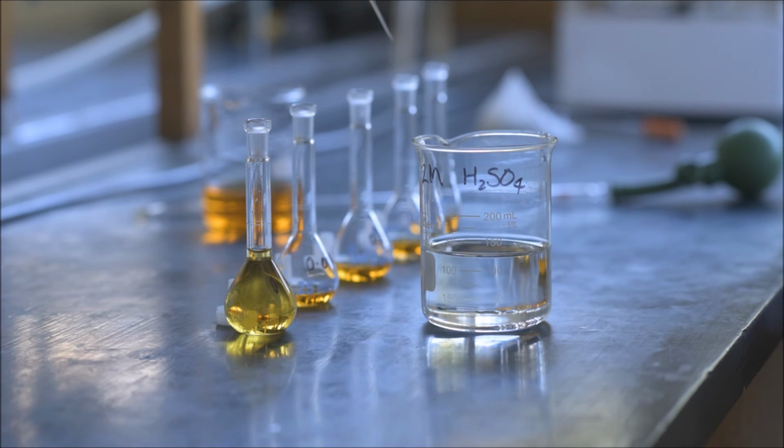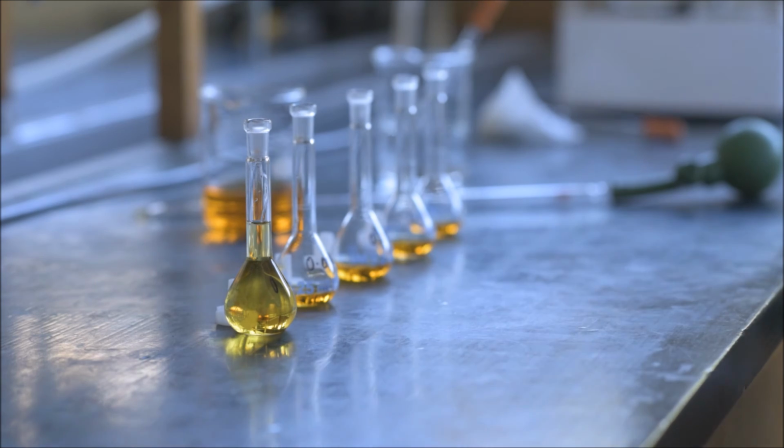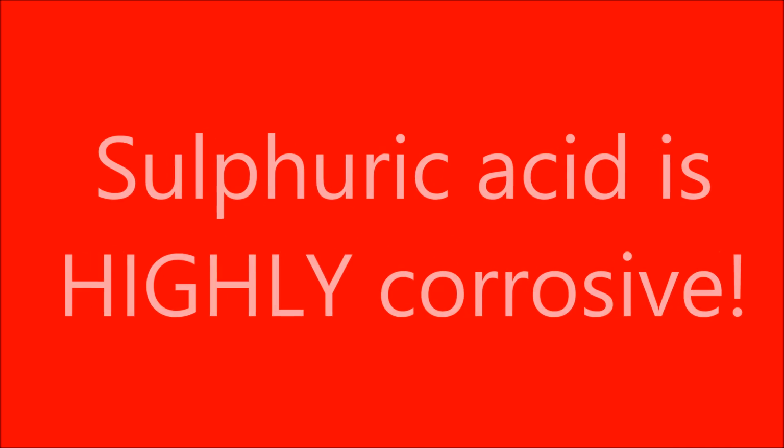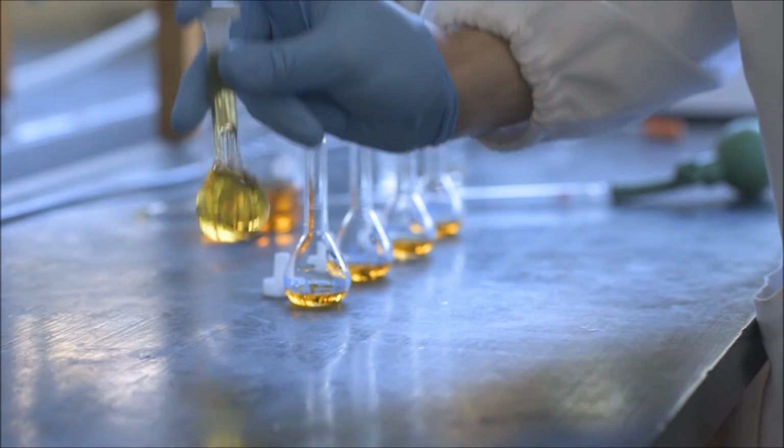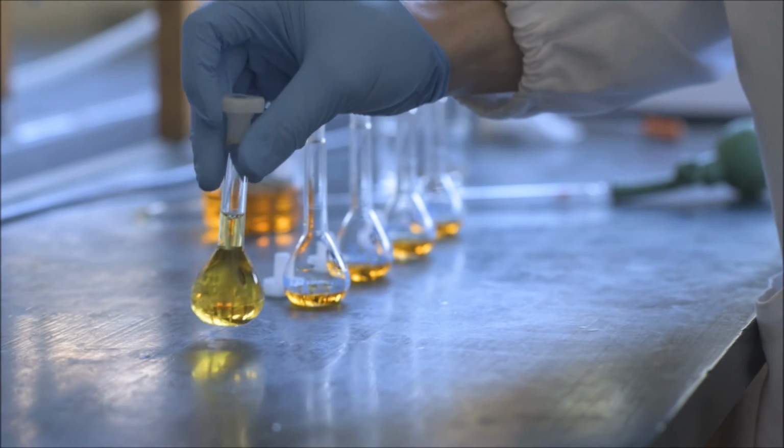Once you've pipetted out the required amount of dichromate solution, fill the flask to the line with 2 molar sulfuric acid using a disposable glass pipette. Once the flask is filled to the line, insert the lid and mix thoroughly by inverting the flask several times.